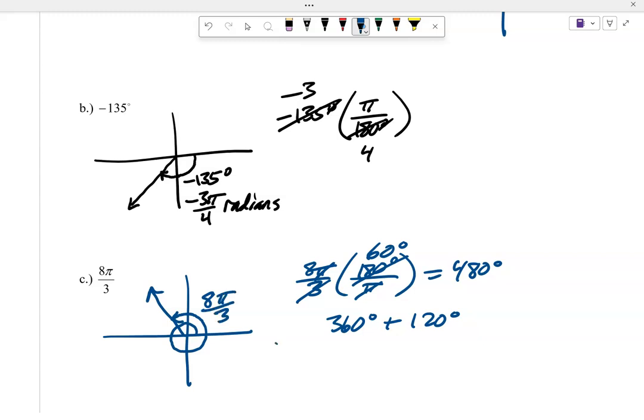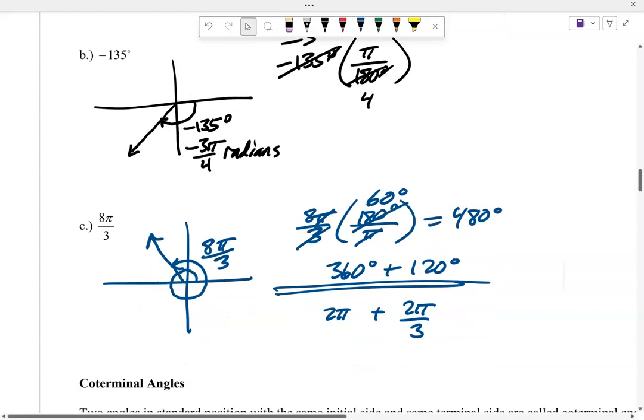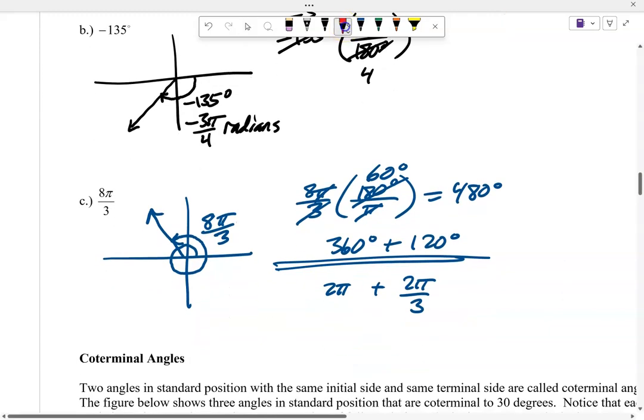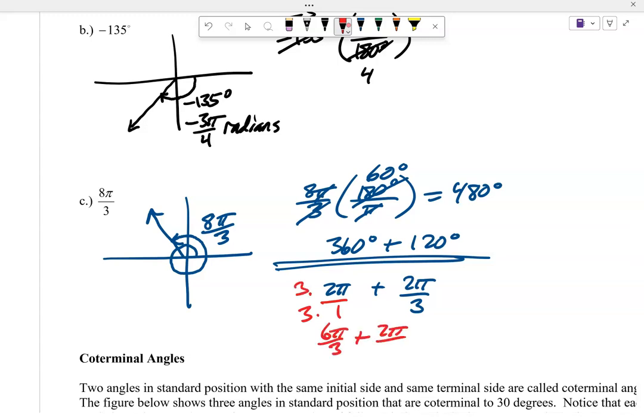That's 480 degrees. In other words, it's around once, 2 pi, plus another 120 degrees. In other words, 2 pi thirds, right? 2 pi plus 2 pi thirds, if I was to get a common denominator, that's 6 pi thirds plus 2 pi thirds. See how that's 8 pi thirds. So again, it's just 480 degrees.